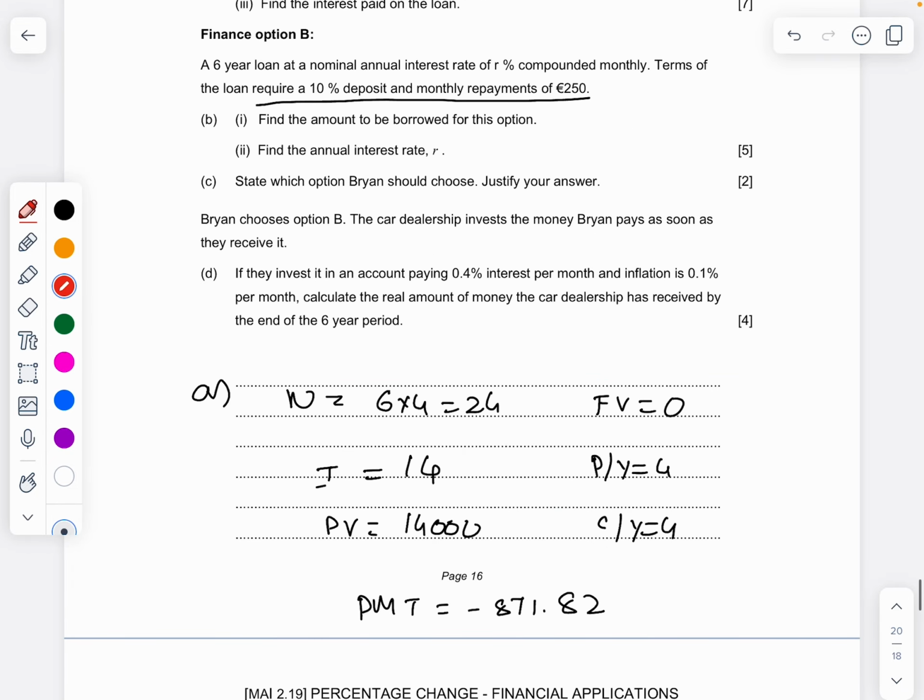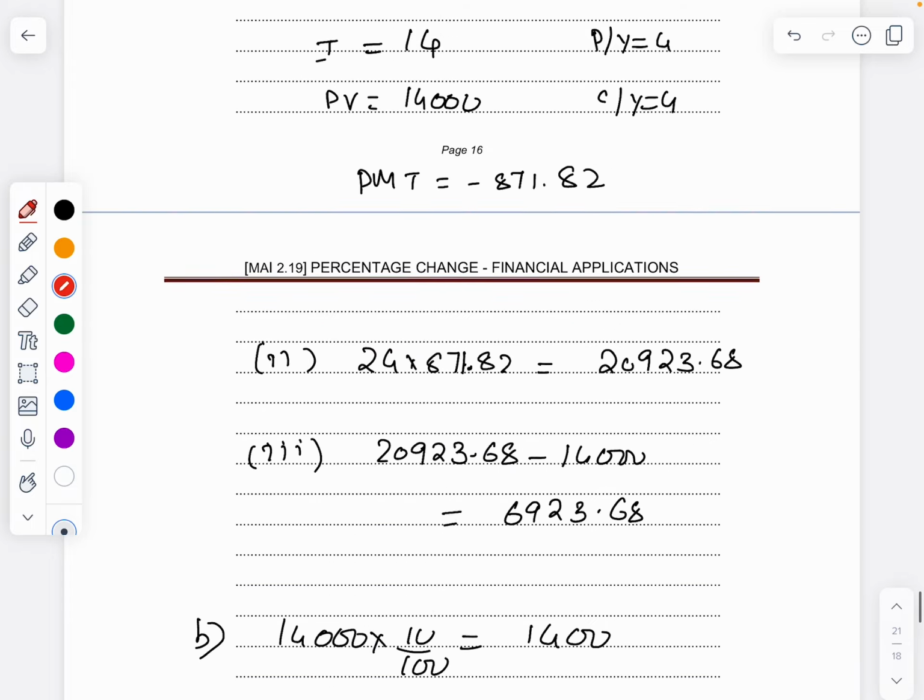Then finally part D, Brian chooses option B. The ship invests the money Brian pays as soon as they receive it. If they invest in an account which is paying 0.4% per month and inflation is 0.1% per month, calculate the real amount of the money the car dealership has received by the end of the 6th year.